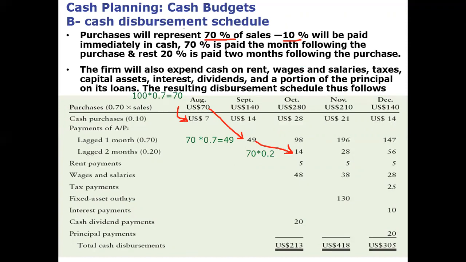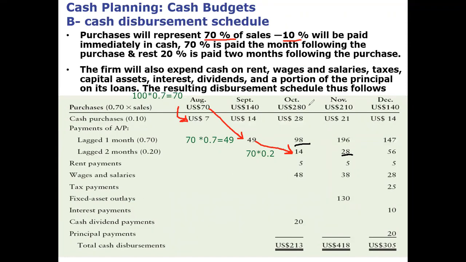So the 140 here, how can I do it? I will start with 10% out of the 140. 10% of 140 is $14. And then he mentioned 70% out of the 140. And then he mentioned that the month after it, you are going to pay 20%. So as you see here, this month I took 70%, and this month I pay the rest, which is 20%. This is the policy we have.